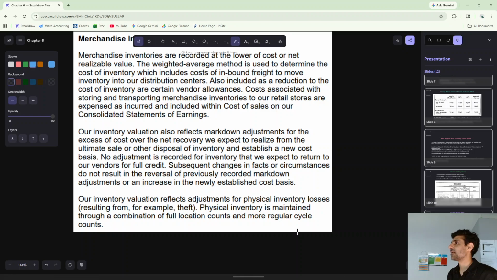The second paragraph, markdown adjustments, is that what we are talking about? Yes.